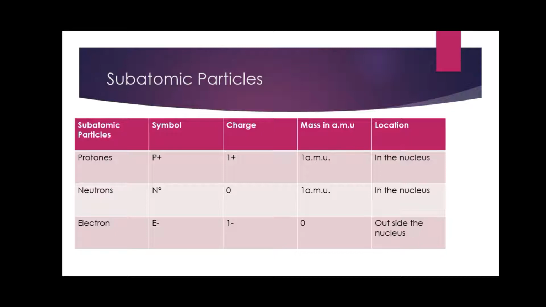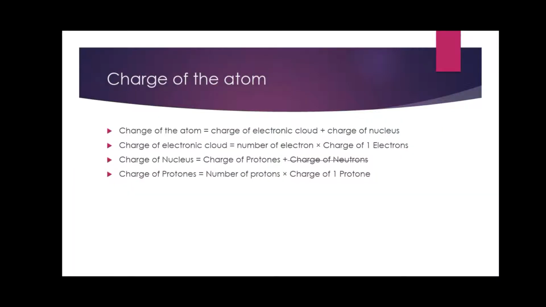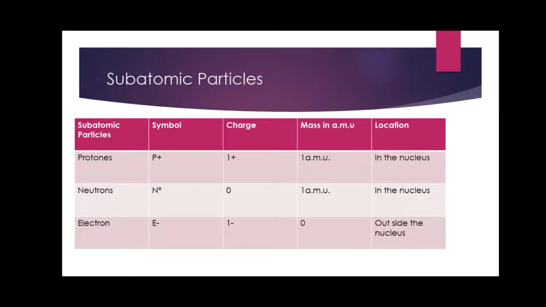Both protons and neutrons are located inside the nucleus, while the electrons are located outside the nucleus. Now the charge of the atom. Charge of the atom equal the charge of the electronic cloud plus the charge of nucleus. Charge of electronic cloud equal the number of electrons times the charge of one electron, that is here 1 minus, here 1 minus.